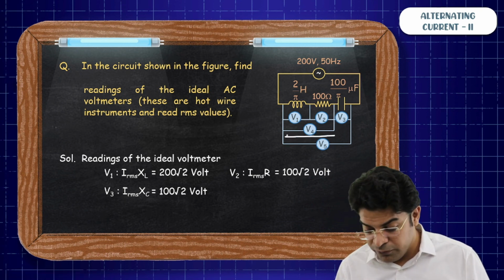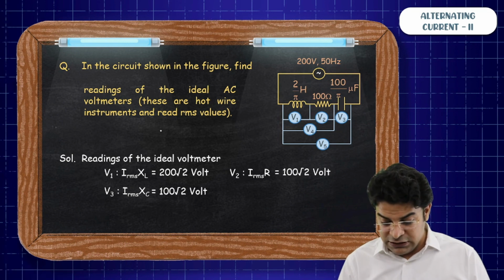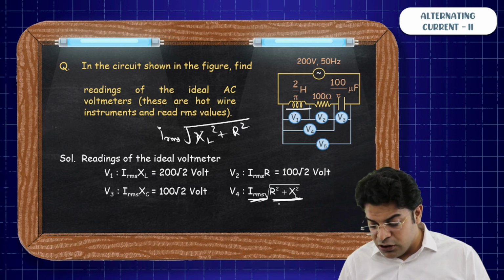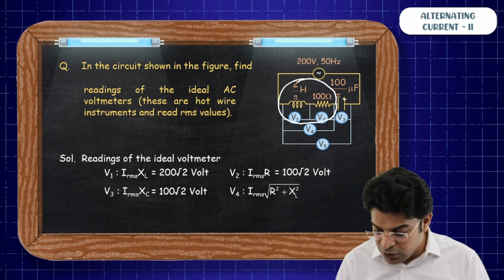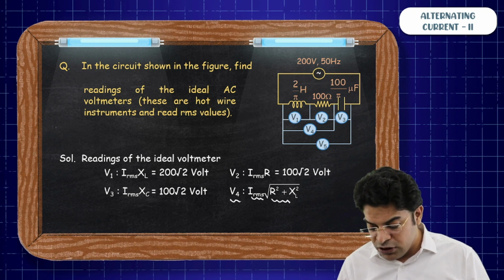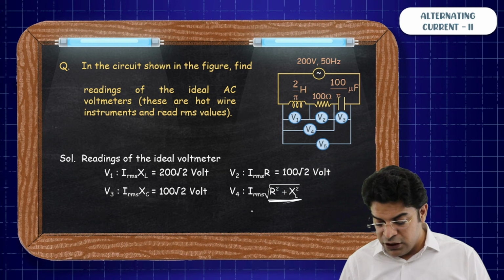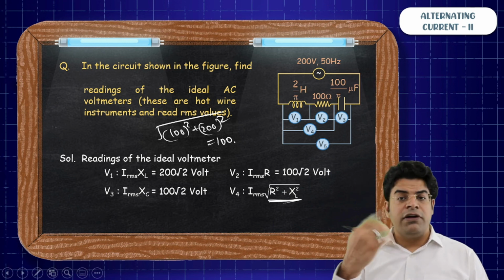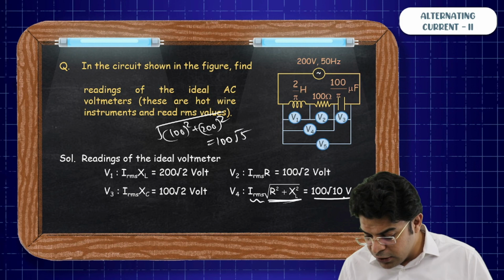Next is we need to measure V4. V4 is connected between inductor and resistance. So what V4 will measure is IRMS into under root of R square plus XL square. Think of this much part as a series LR circuit. There is no capacitor. We know that R is 100. XL came out to be 200. So this comes out to be under root of 100 square plus 200 square. Take the 100 common outside. So you get 100 times under root of 1 square plus 2 square, that is root 5. IRMS is root 2. So you get root 2 times 100 root 5. Gives you 100 root 10 volt.